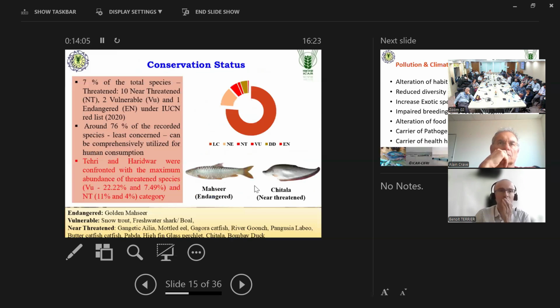And look at the conservation status. We have a total of 10 near threatened species. As per the IUCN list, we have 2 vulnerable and 1 endangered. So we have to identify which species are vulnerable, endangered, and threatened, and conserve them either through in situ or ex situ conservation. Look at Tehri and Haridwar: they were confronted with the maximum abundance of threatened species. That means Tehri is more of a threatened species location. Whether the dam or the pollution has the impact needs to be assessed.